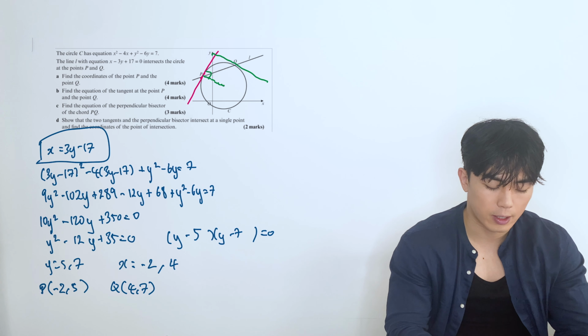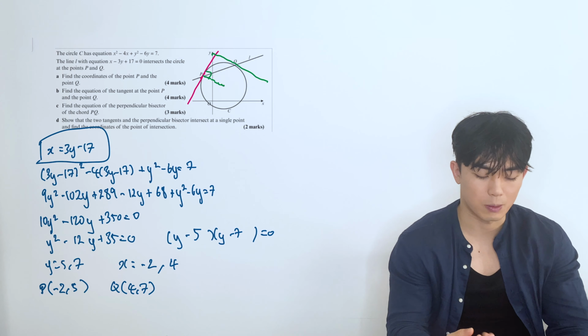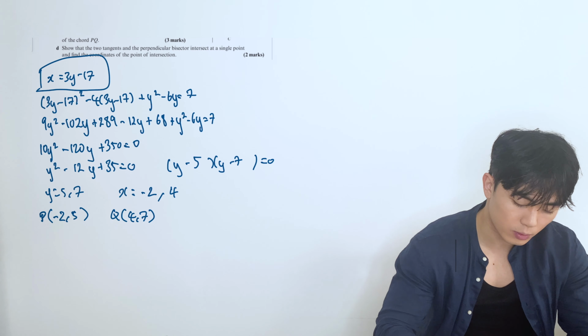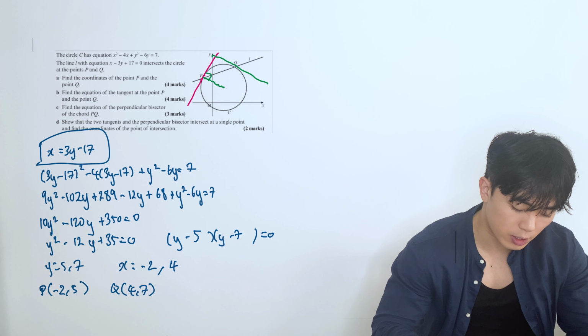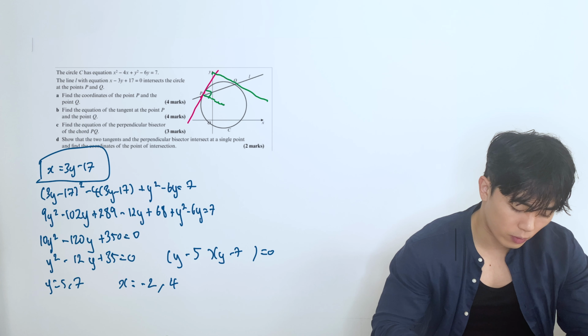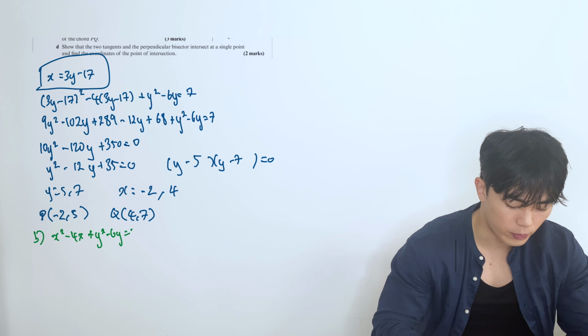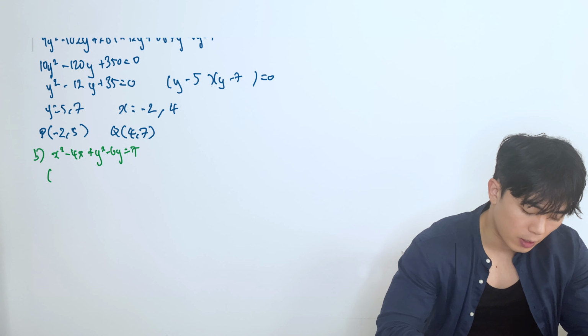As you can see, the circle equation is not given in the general form, so we're going to have to complete the square to make it into the general form. So initially it's x squared minus 4x plus y squared minus 6y is 7. So we're going to complete the square.